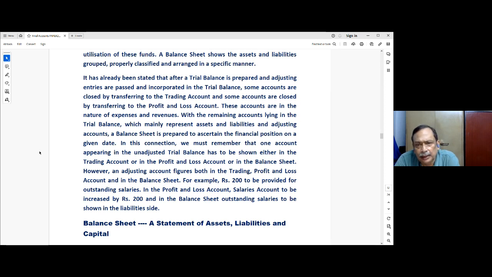A balance sheet is prepared to ascertain the financial position on a given date. So, in this connection, we must remember that one account appearing in the unadjusted trial balance has to be shown either in the trading account, or in the profit and loss account, or in the balance sheet. However, an adjusting account figures both in the trading and profit and loss account and in the balance sheet.